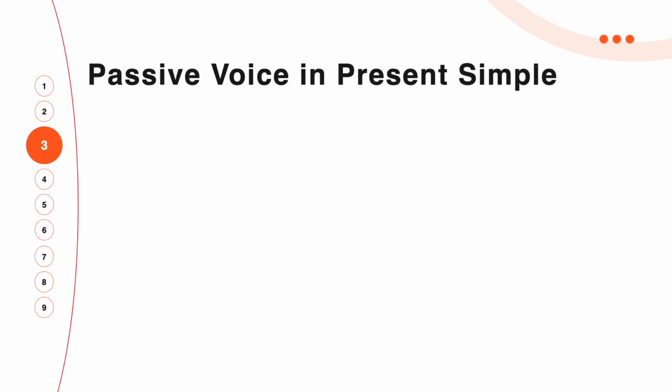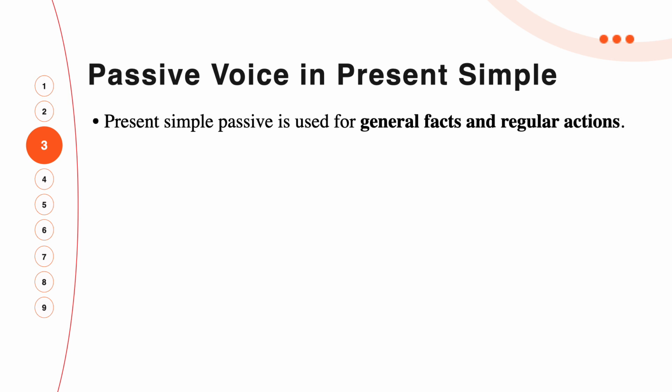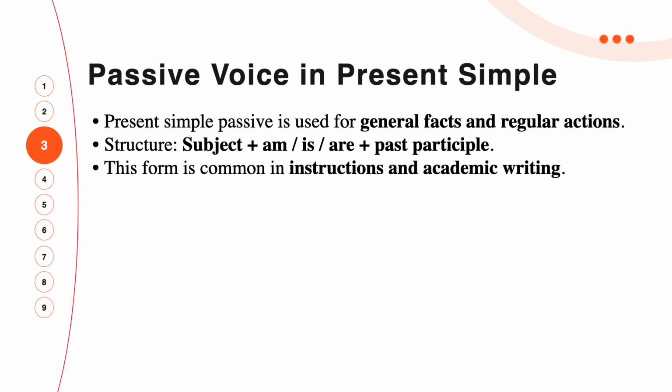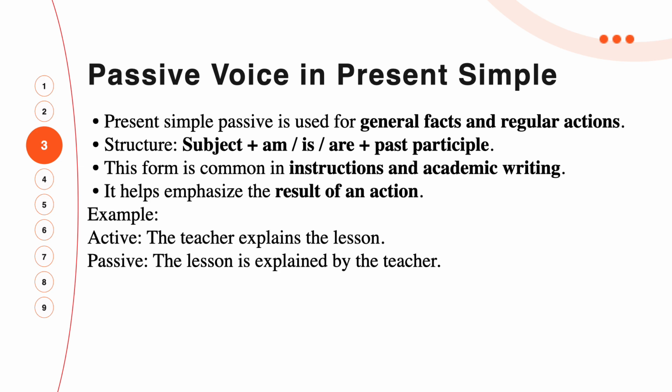Passive voice in present simple. Present simple passive is used for general facts and regular actions. Structure: subject plus am, is, are plus past participle. This form is common in instruction and academic writing. It helps emphasize the result of an action. For example, the teacher explains the lesson. The lesson is explained by the teacher.